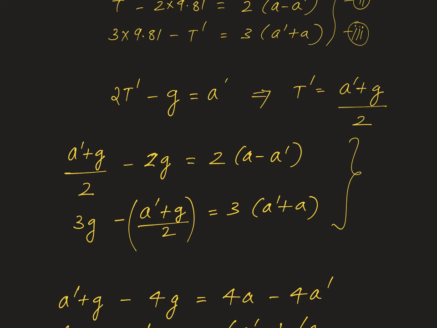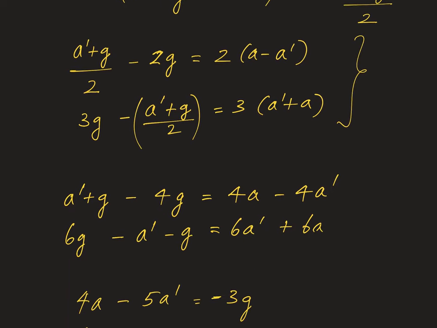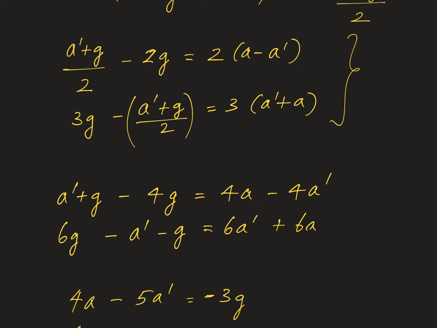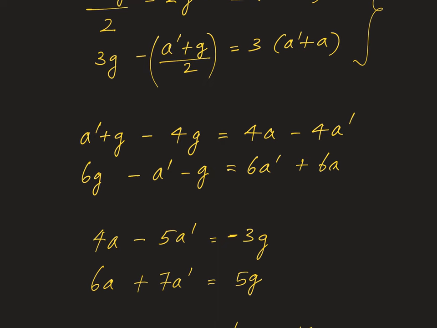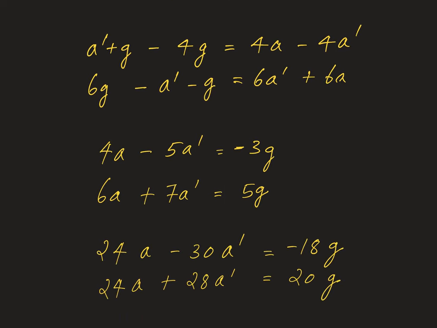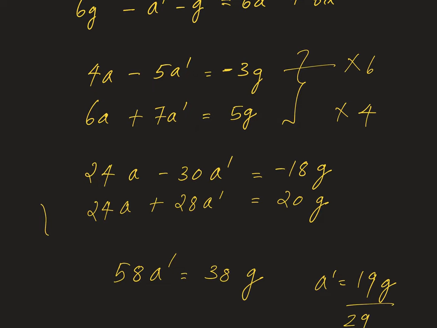Now I will multiply with 2 to make it look easier on your eyes. Then I will rearrange the equations, and I will end up here. Now a very simple thing: I will multiply this equation with 6 and this equation with 4 so that I have the same quantities here.